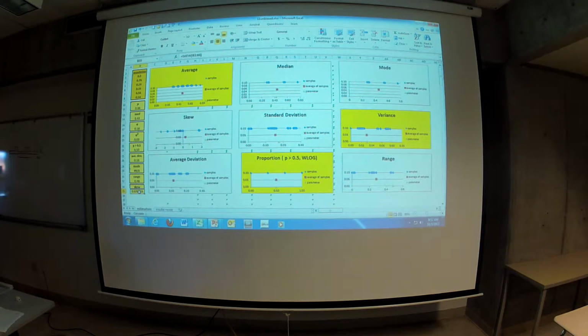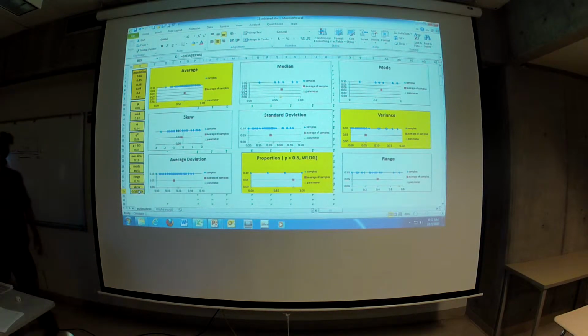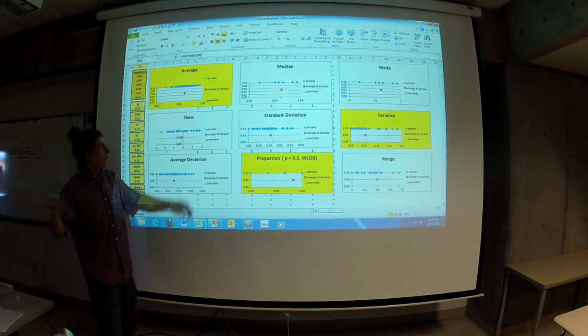And I'm going to hit F9 a few times so you can watch the dance of the data. You see how those little triangles in the background are reformatting each time? Average of the samples is the same as the parameter. Will Downing, please say that louder. The average of the samples is the same as the parameter. Holy crap.